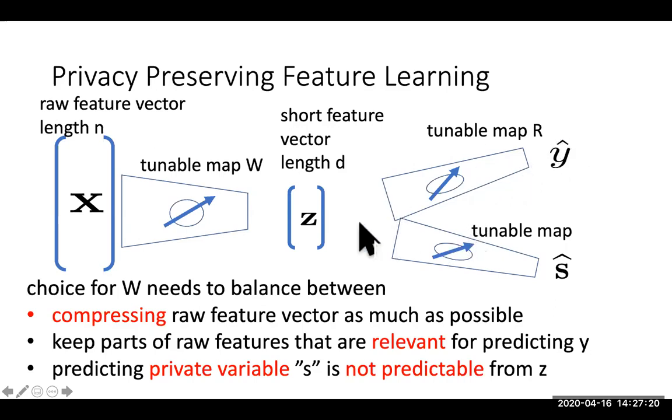On the other hand, we would like this feature vector C to not allow any accurate prediction of some private variable. So this S might be, for example, the name of the person with feature vector X. So we would like to choose a compression map, a feature learning map, that makes it impossible to predict the name or the social ID of the person. And we can formulate this easily using an optimization framework. So we just want to minimize the prediction error when predicting Y, but we want to maximize the prediction error for predicting the private variable.